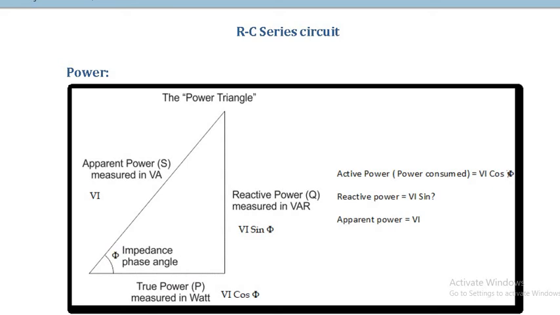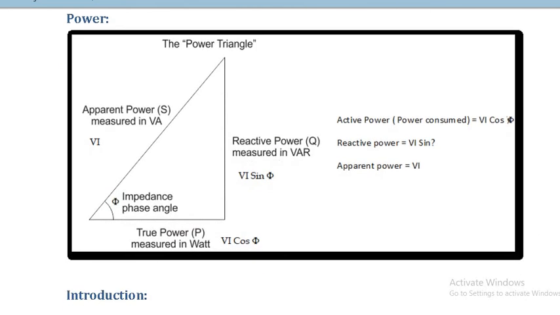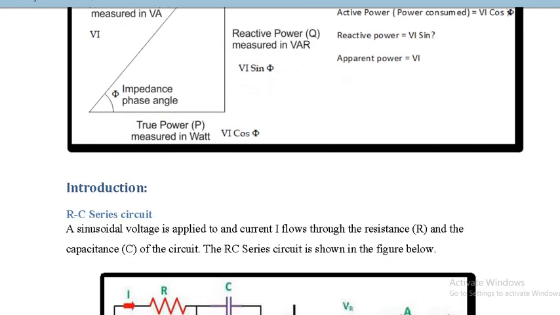So just remember this power triangle. It is VI cos phi, that is active power; VI sin phi, that is reactive power; and VI, that is apparent power. Apparent power is in volt amperes, reactive power is in volt amperes reactive, and true power, VI cos phi, is in watts. Yes, let us proceed to today's topic, that is the RC series circuit.